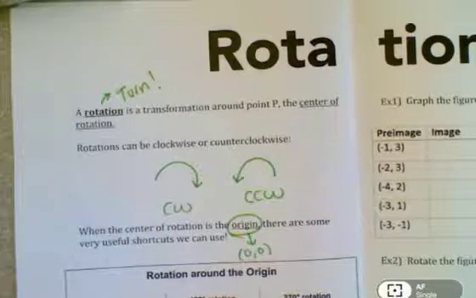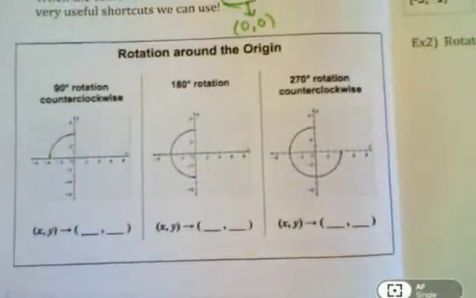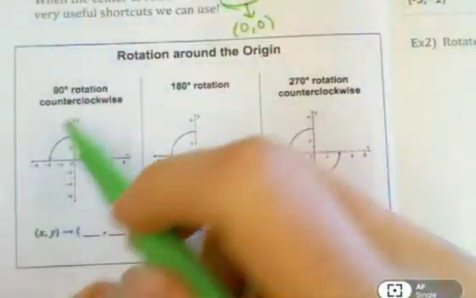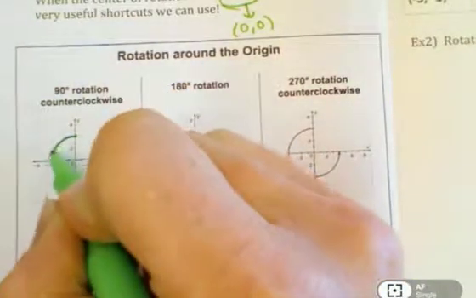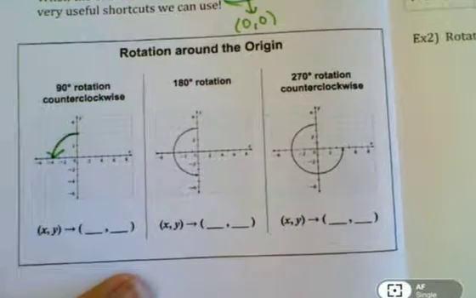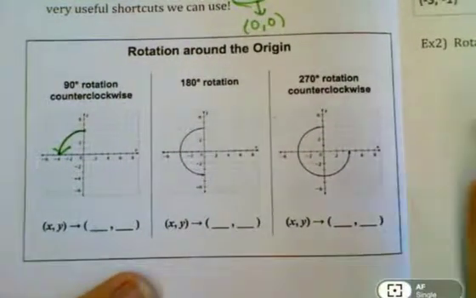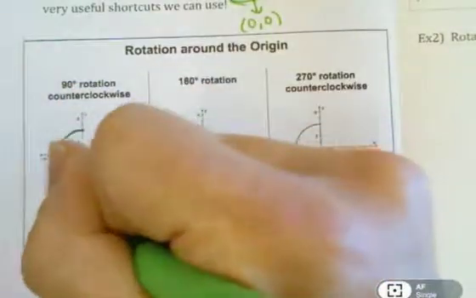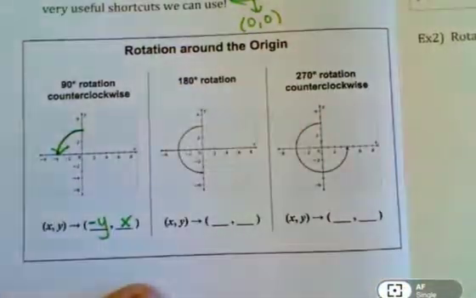So all the rotations we'll be doing in this class will be centered around the origin, and so there are some shortcuts that we can use. So let's talk about them. These shortcuts are purely for rotations around the origin. So first we have a 90-degree rotation counterclockwise, and I'm going to just draw that arrow again. It's so tiny. I want to make sure you know we're turning that way. So for a 90-degree counterclockwise rotation, (x, y) will transform to (-y, x).